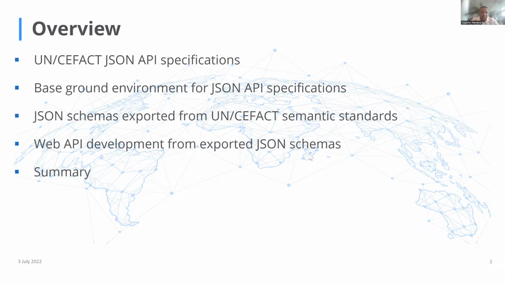APIs, meaning application programming interfaces, are the new technology in data exchanges. We will have a look at the base ground environment for JSON API specifications from the UNECE. We will go through the JSON schemas exported directly from the UNECE semantic standards. We will then have a look at the web API development from exported JSON schemas from the UNECE semantic standards. Then finally, we will summarize our presentation.